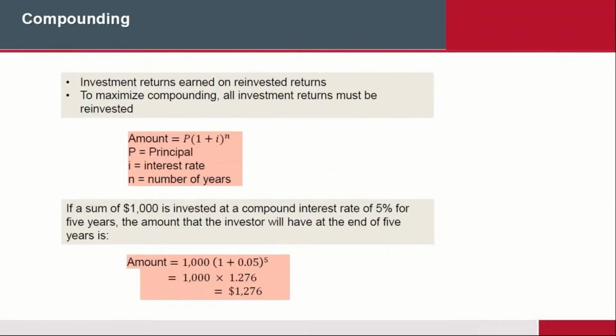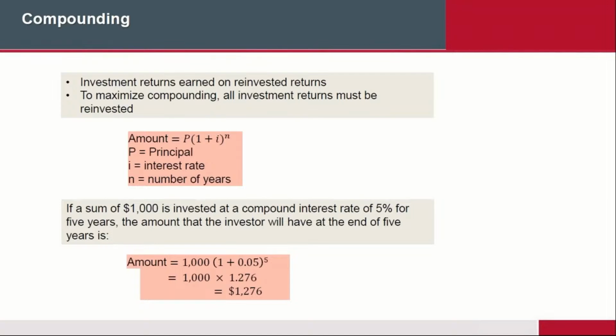The other thing we have to look at is the measure of compound interest. Okay, this is a very, very important formula, so you need to mark this off as something you need to have access to, okay? Compounding interest would basically be a return on your earnings, in other words, a reinvestment of your earnings. So investment returns are earned on reinvestment returns, okay? That's how you get compound interest. To maximize compounding, all investment returns must be reinvested.